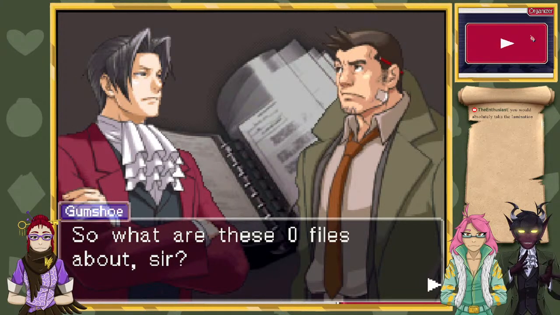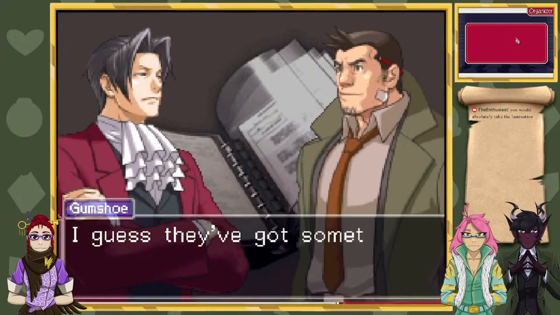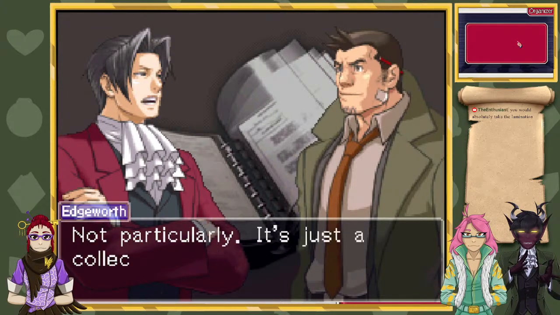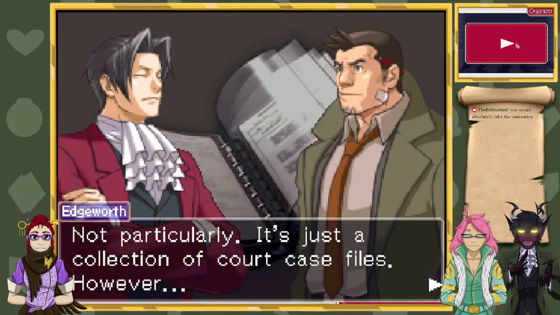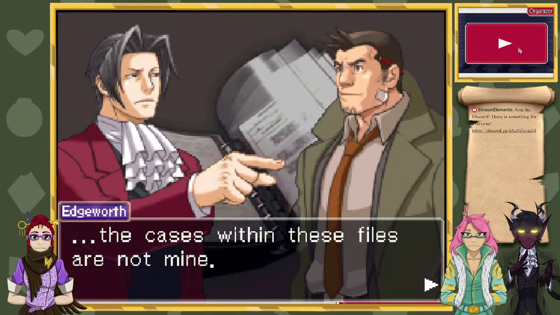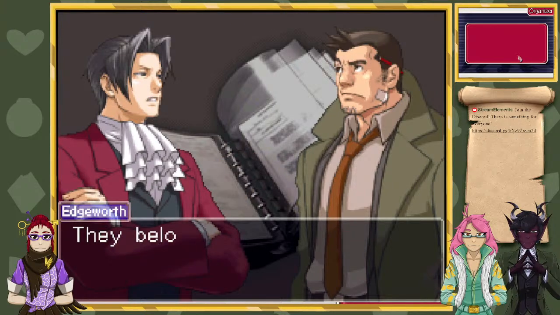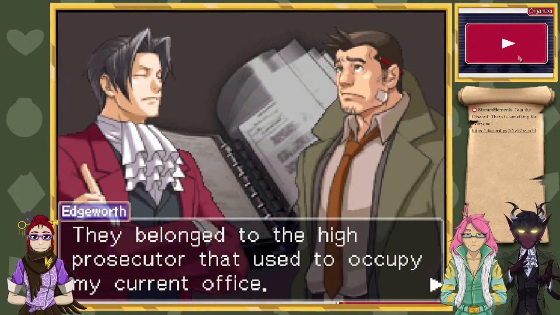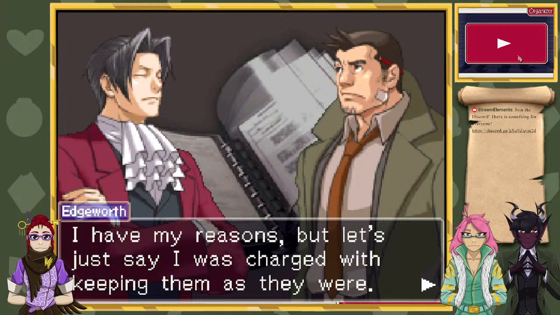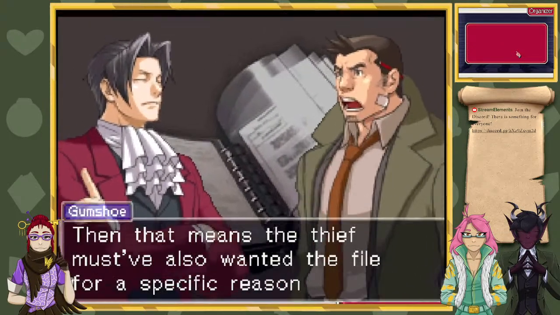So, what are these files about, sir? I guess they've got something worth stealing, huh? On account of them being stolen? Not particularly. It's just a collection of court case files. However, the cases within these files are not mine. Whose are they? They belong to the high prosecutor that used to occupy my current office. I have my reasons, but let's just say I was charged with keeping them as they were. Was it Von Karma?